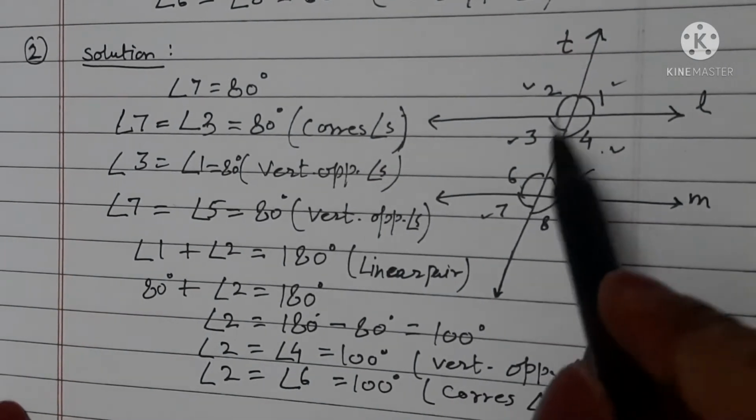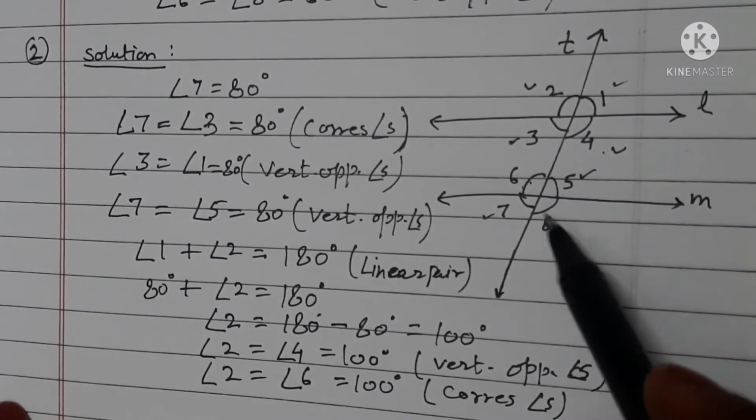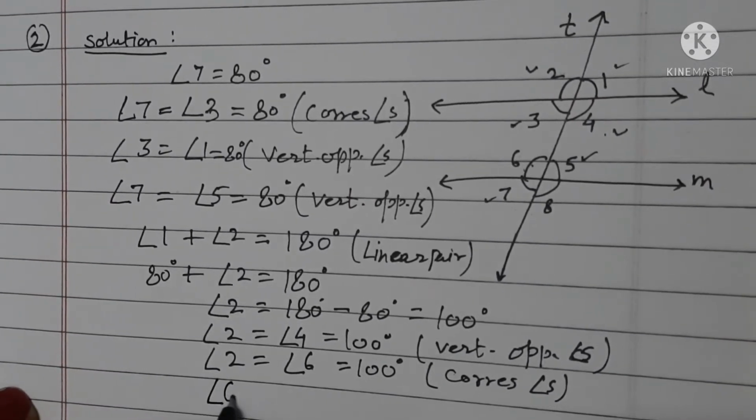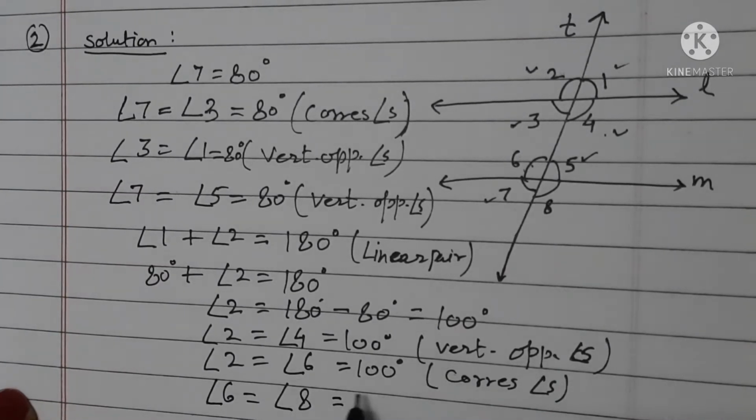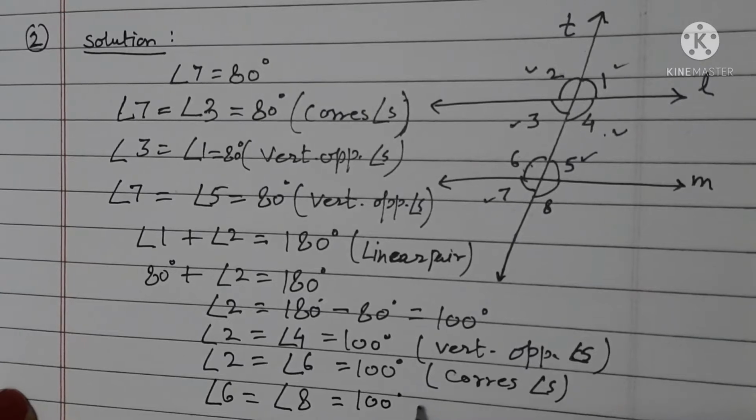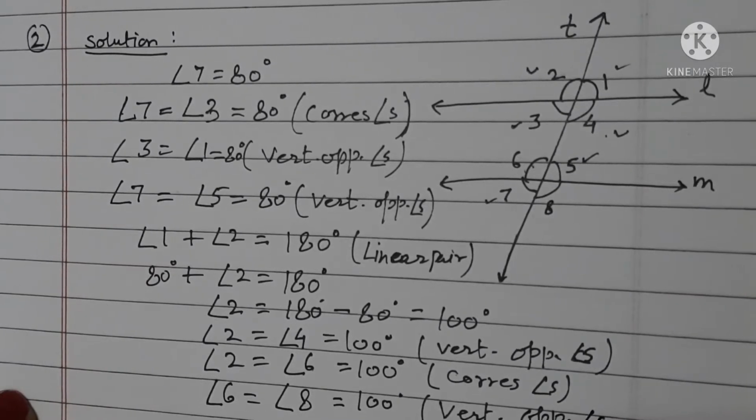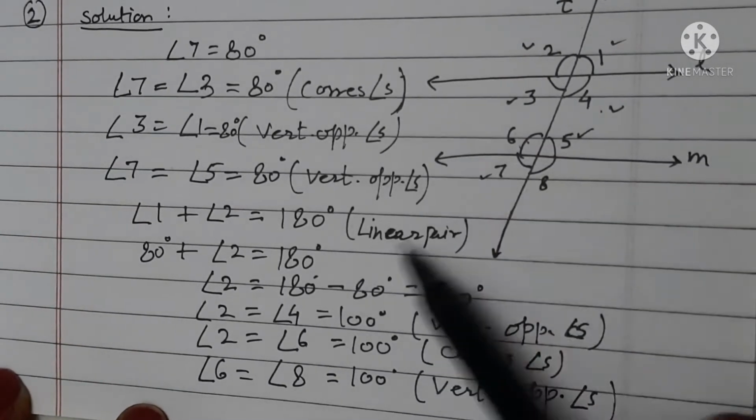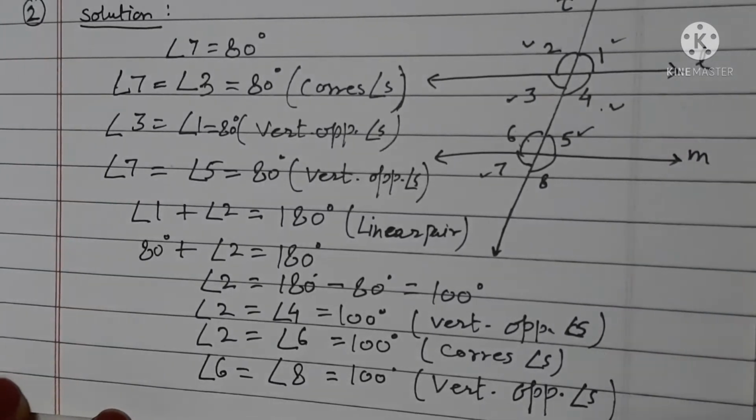are equal. And then you get angle 6 is equal to angle 8. These are vertically opposite angles. So right here angle 6 is equal to angle 8 is equal to, what is angle 6? 100 degree. And the reason is vertically opposite angles. So you get all the angles. So the angles are related to each other. Easily you can find out.